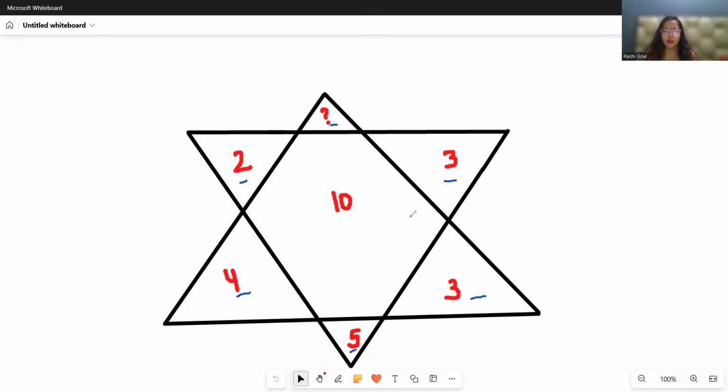So in the star type question, either it's cross way, so 2 is opposite to 3, 4 is opposite to 3, 5 is also opposite to 3 in a case, but is there any connection with 10? No, because 2 times 3 is 6, 4 times 3 is 12, 5 times 3 is 15. There is no connection of 10 in that. So we can't take this approach.